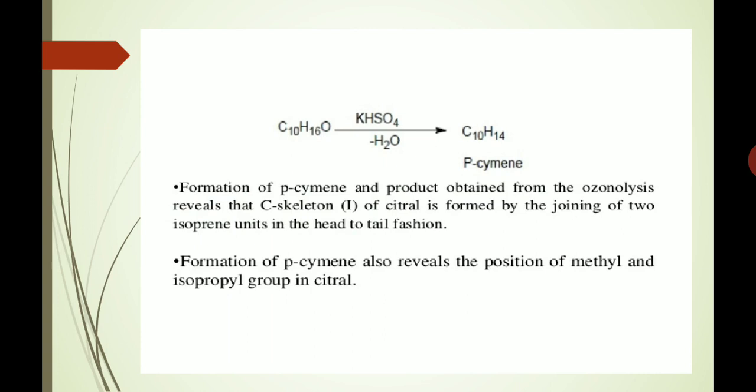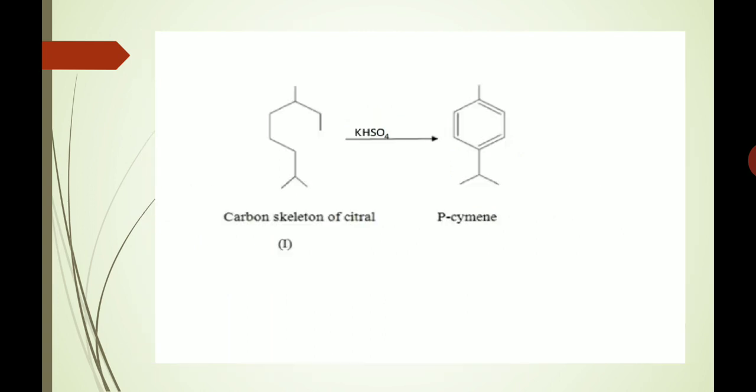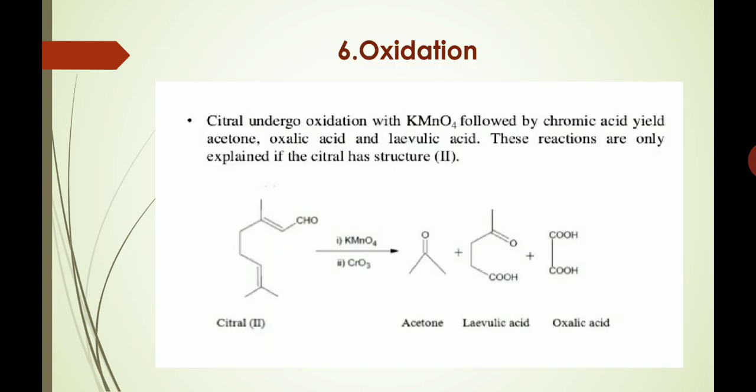The formation of paracymene also reveals the position of the methyl and isopropyl groups in citral. As we can see here, in paracymene the methyl group and the isopropyl group are in para positions relative to each other, and since we have already proved that citral is an acyclic compound, we can say that the carbon framework of citral is first.